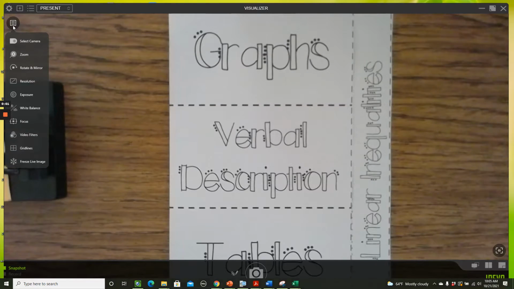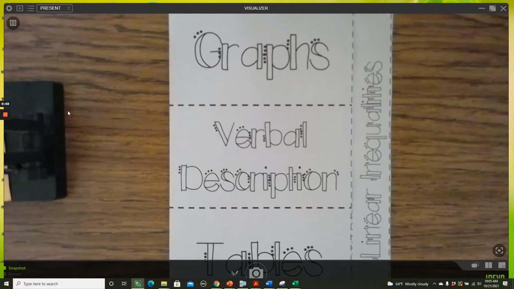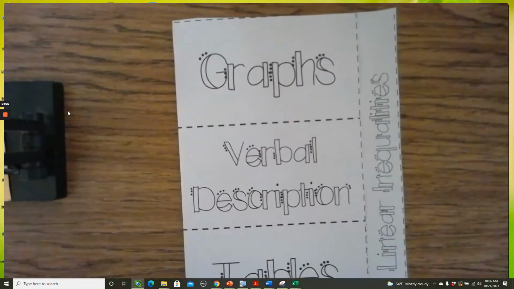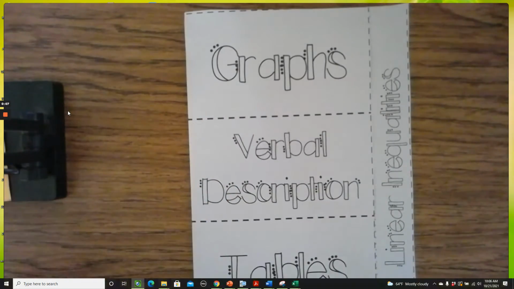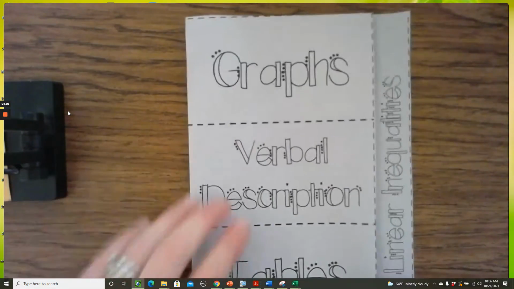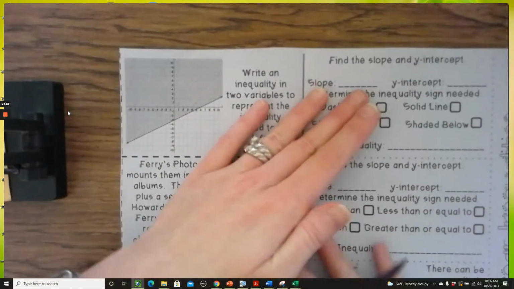This video is for the linear inequalities foldable. So we're still looking at linear inequalities and their solutions and just kind of what these things look like. We're just getting used to them. So we're going to start with graphs.